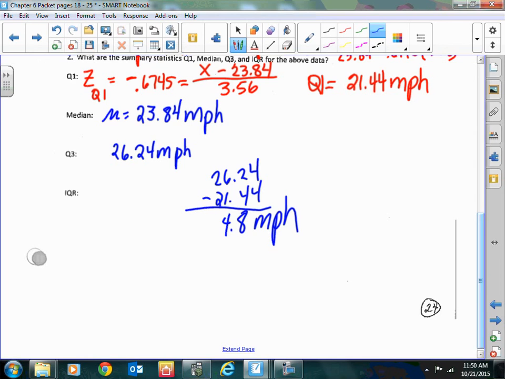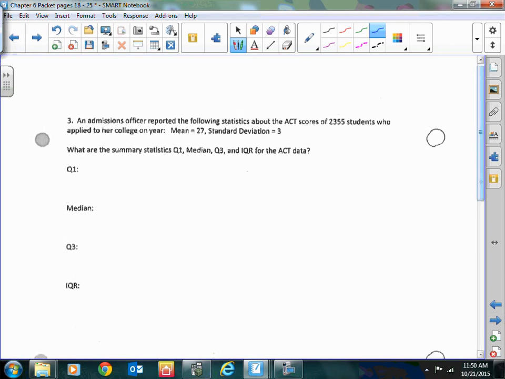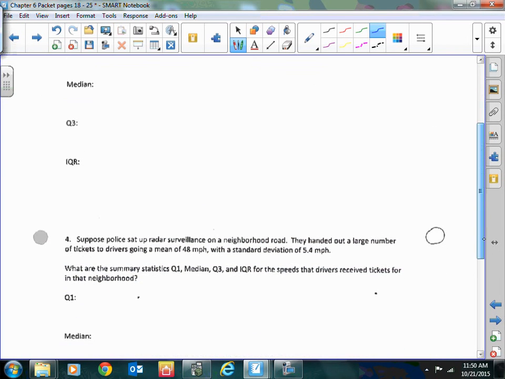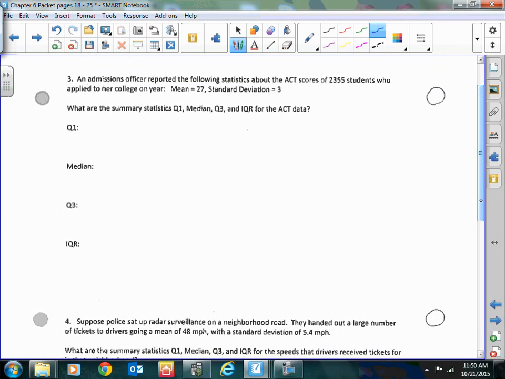Okay, so now page 20 or page 25 is the back, and it's got two other little things right here that I want you to do. So I'll come around.